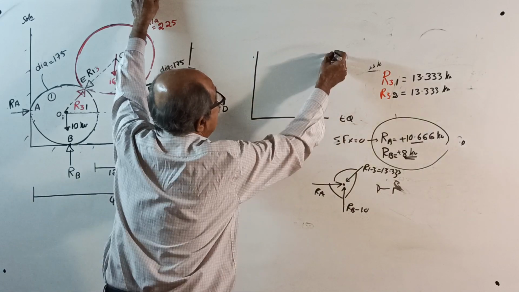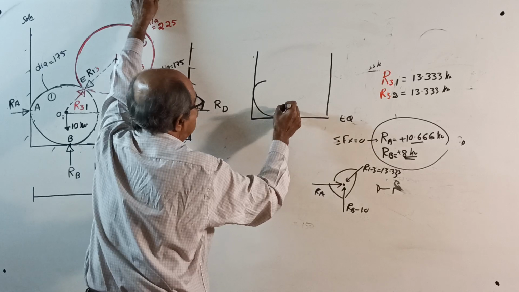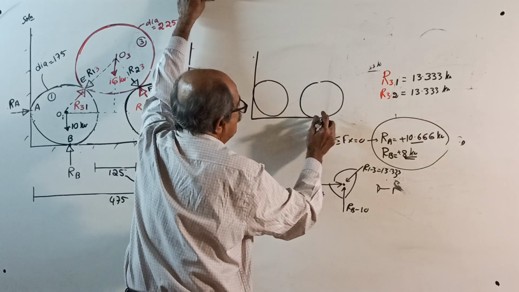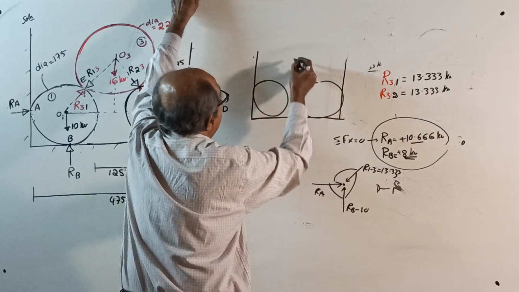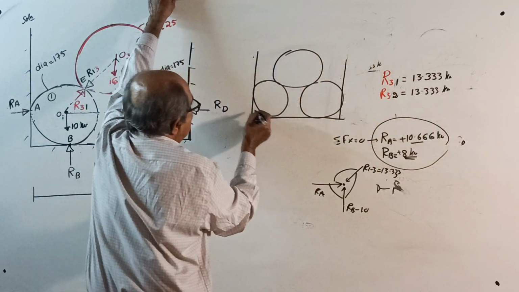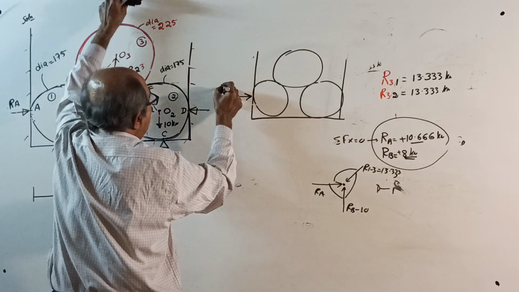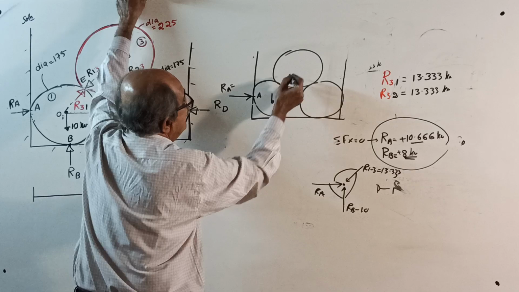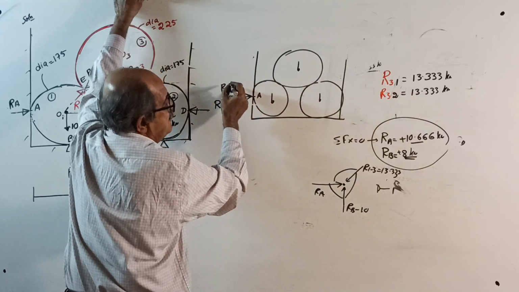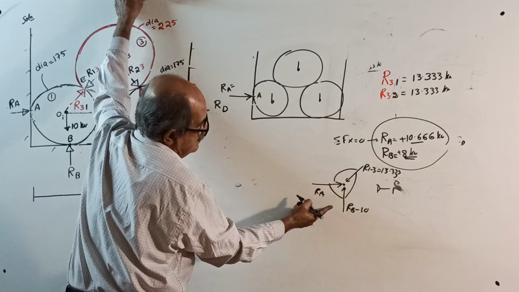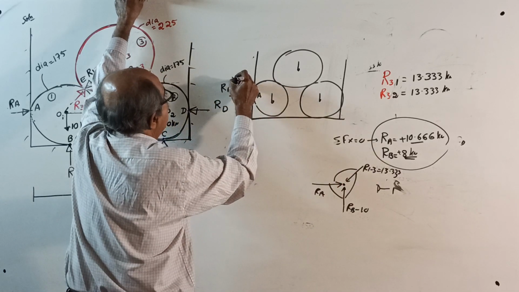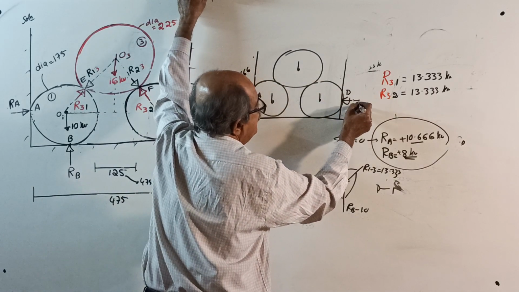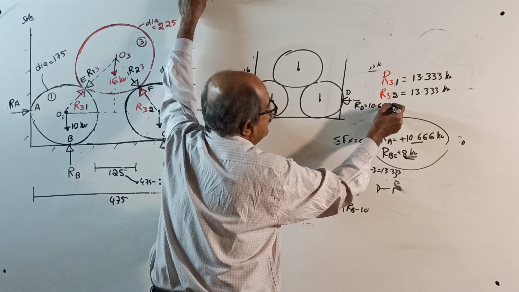One cylinder here, a little bigger. One more cylinder here, a little out of scale. Okay, no problem, don't bother about those things. One more cylinder here. This reaction is Ra. This point is A. There is a weight acting here, here, and here. Ra equal to 10.666 kilonewton. Same here, this is D. Rd also equal to 10.666 kilonewton. There is a vertical reaction here.